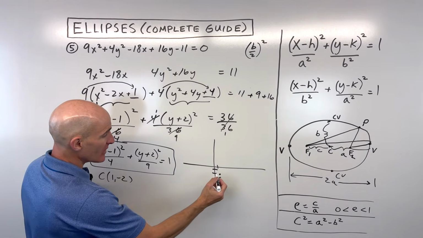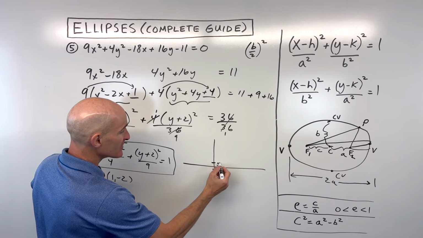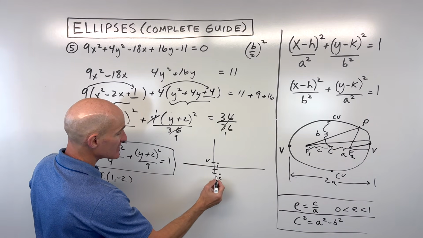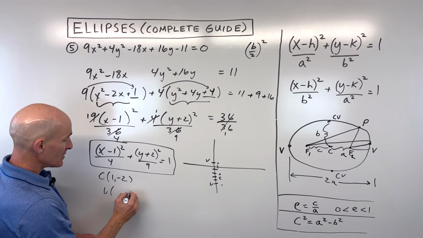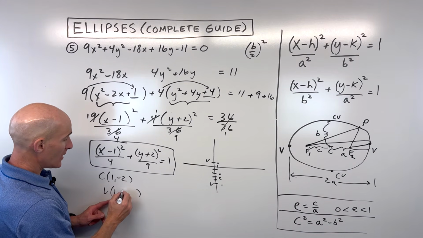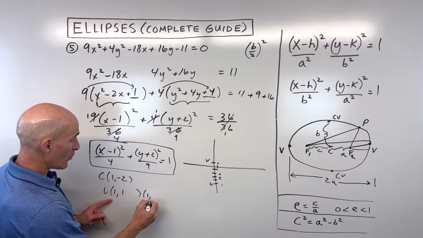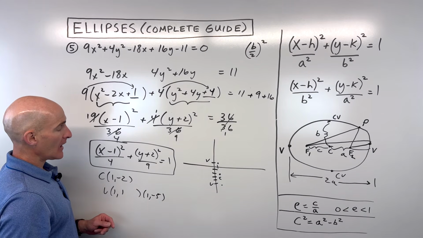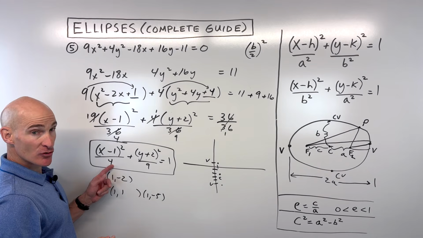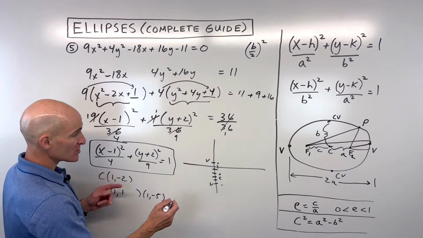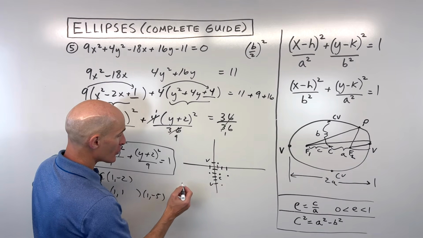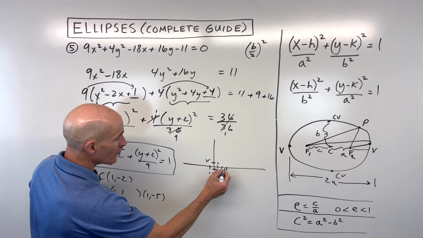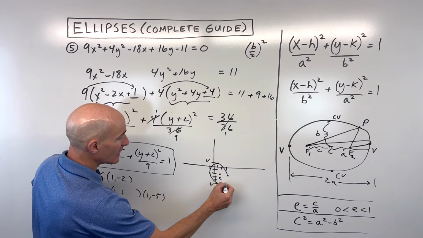Square root of 9 is 3, so we're going to go up 3 from the center. That's our vertex. Down 3 from the center. That's our other vertex. Let's label those. So that's going to be 1, 1, and 1, negative 5. And then, let's see, in the x direction, we're going to be going square root of 4, which is 2. So right 2 and left 2. Those are our co-vertices or minor vertices. We can get a rough sketch of that ellipse.